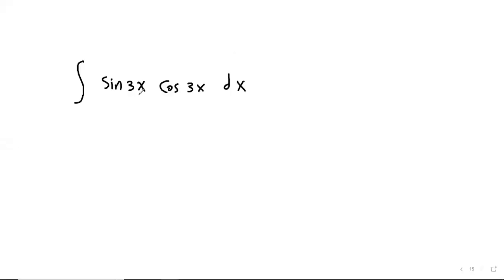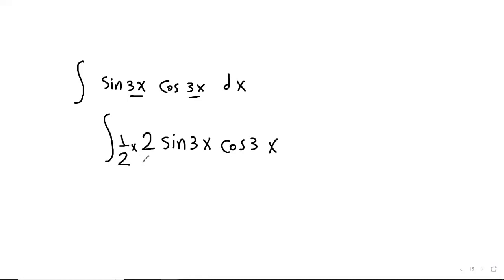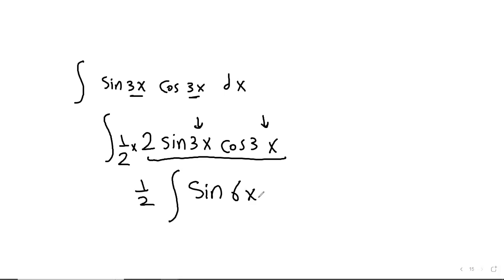The integration of sine 3x cosine 3x with respect to x. To simplify it, we can write in front of this 2 sine 3x cosine 3x and multiply it by half to make balance. And you know that 2 sine angle cosine the same angle is sine of double the angle. So it's sine 6x.